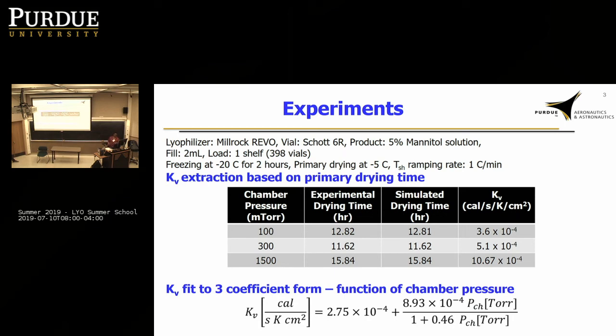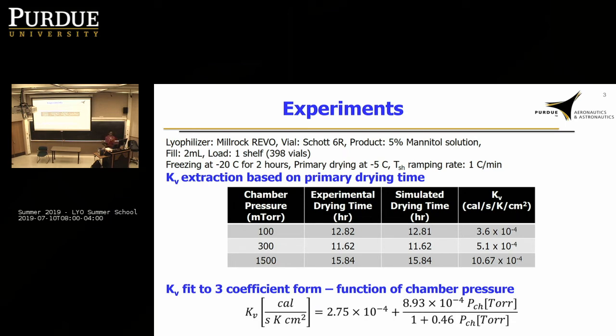We have these short 6R vials, 5% mannitol solution, 2 ml fill volume. Just one of the shelves is loaded in this experiment. We freeze it at -20, dry it at -5 shelf temperature, and we do this.